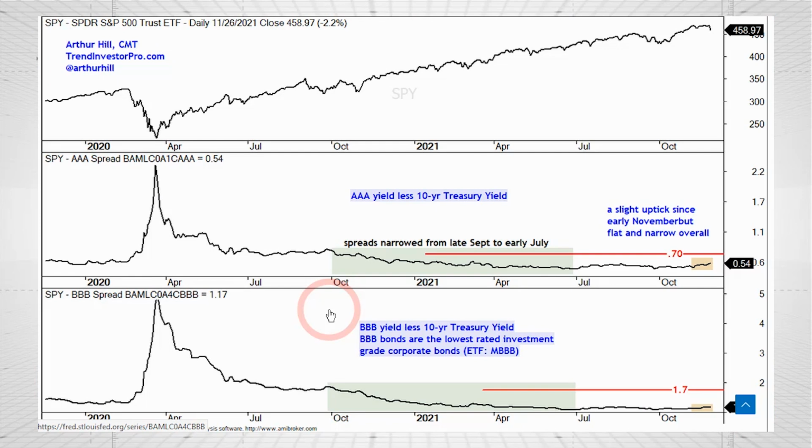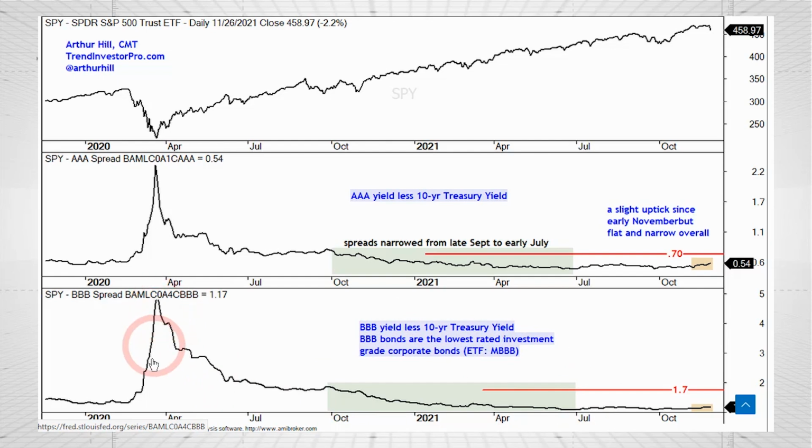Now, another reason for a little bit of concern is we've seen an uptick in the corporate bond spreads. They are widening a little bit. And when bond spreads widen, that means a little bit more stress coming into the credit markets. Now, this is the AAA spread in the middle window and the BBB spread in the lower window. BBB corporate bonds are the lowest rated investment grade bonds. And this is the yield on the BBB less the yield on the 10-year.